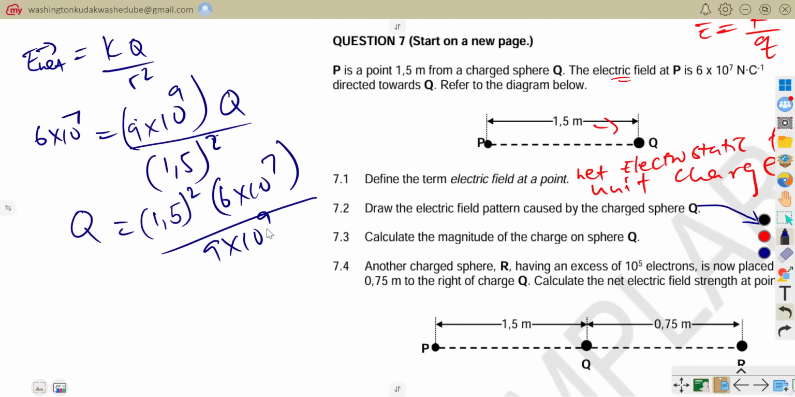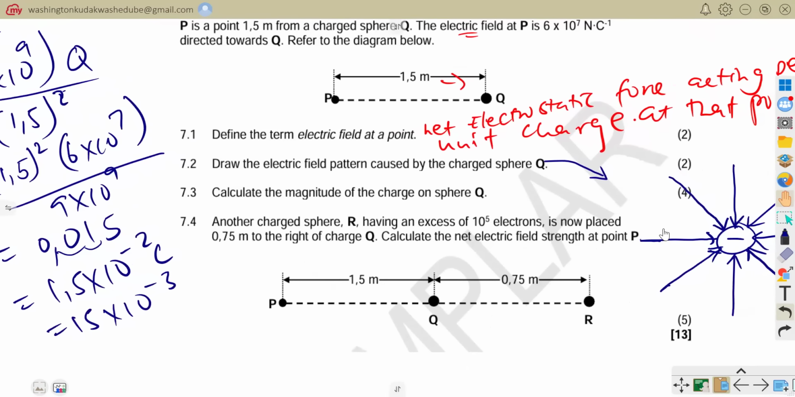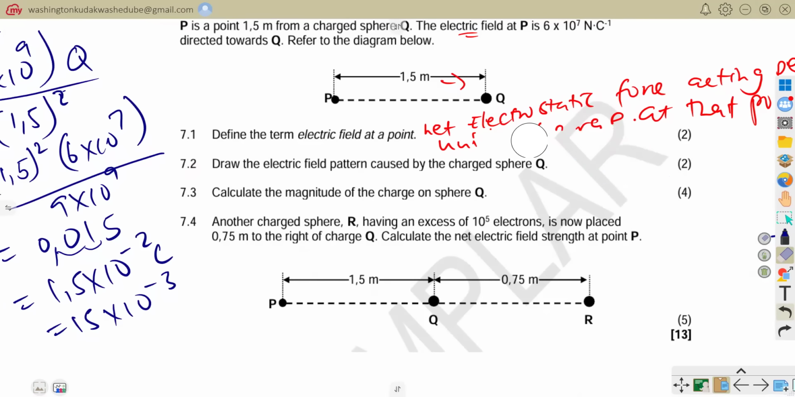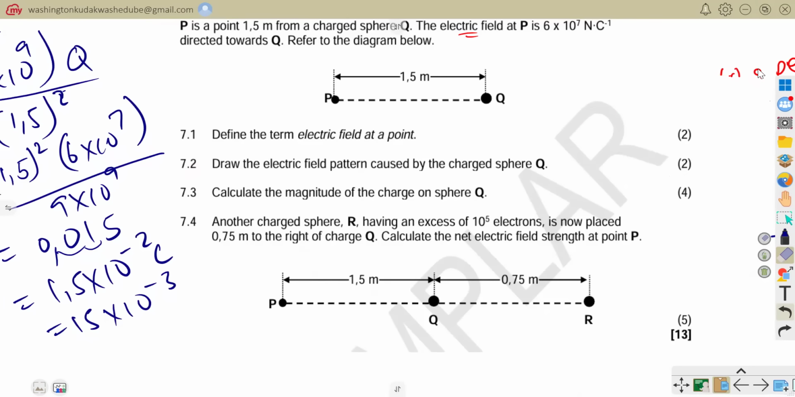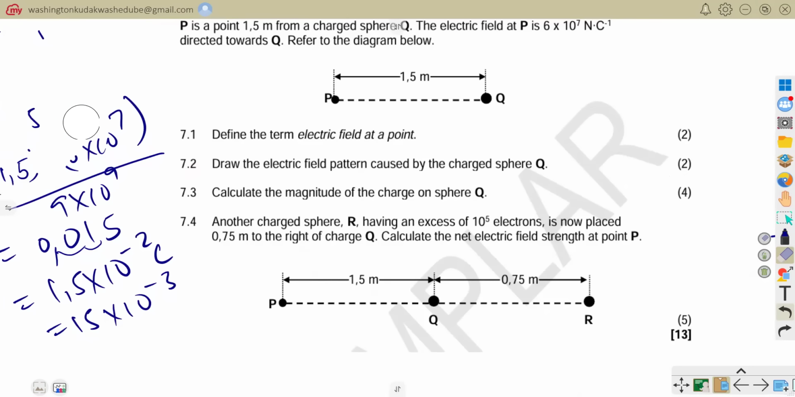So that was the charge that you were supposed to calculate there. Make sure, guys, you substitute the correct information that you are given here, which is 1.5 and 6 times 10 to the power 7, for you to get those answers. Now let's see what this question is saying. Let me wrap up some things here, because we've already used them. If that is the case, let's see question number 7.4.